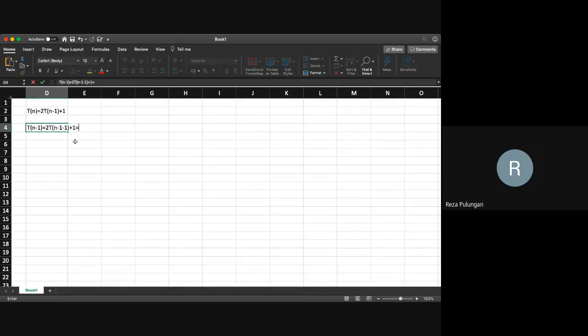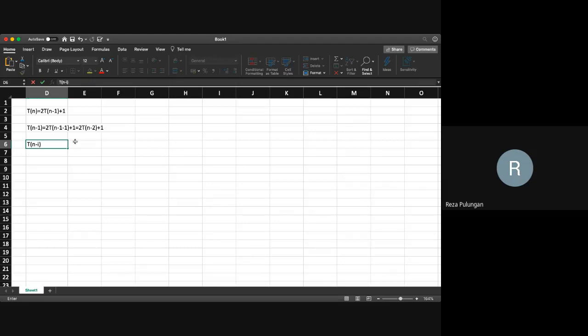And then the final result will be 2Tn minus 2 plus 1. You see? This is simple. So this basically means that we can always perform this substitution again and again. If I ask you what is Tn minus 2, Tn minus 2 again can be described like this: Tn minus 3, Tn minus 4, Tn minus i, for example. What is Tn minus i?